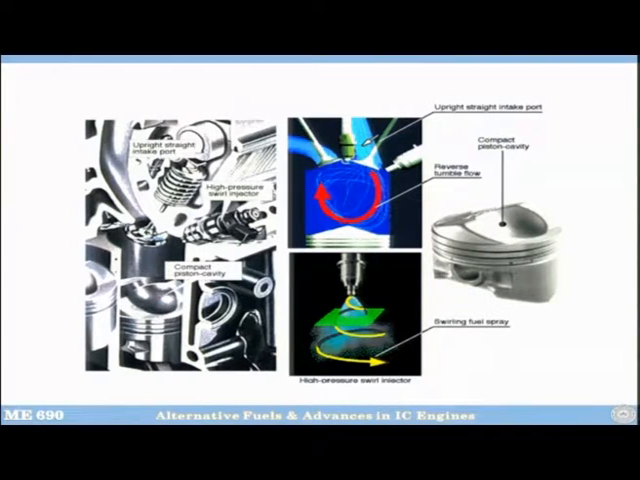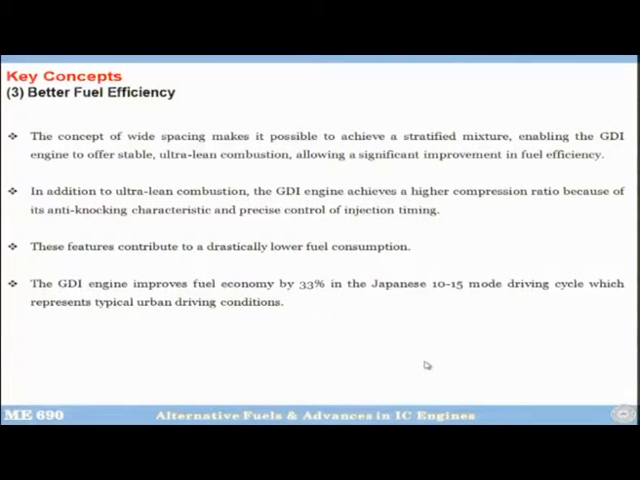Fuel is in liquid form, gasoline is in liquid form when injected. It has to become vapor before it can really burn. So, this is the second key concept for GDI. The third key concept is better fuel efficiency.